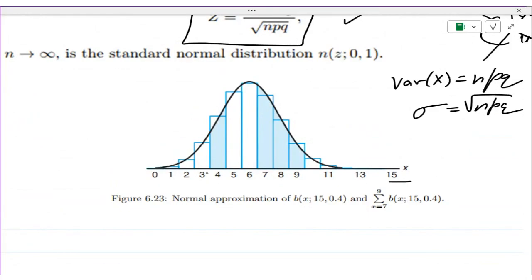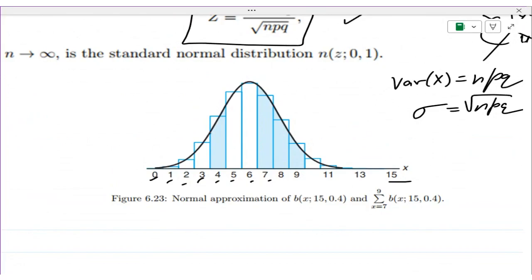But I am saying there is a problem. This binomial distribution is a discrete distribution: either there will be 0 successes, or 1, or 2, or 3, or 4, 5, 6, 7, in this way. But the normal is continuous. So how do we remove this problem of discrete to continuous? What will we do?